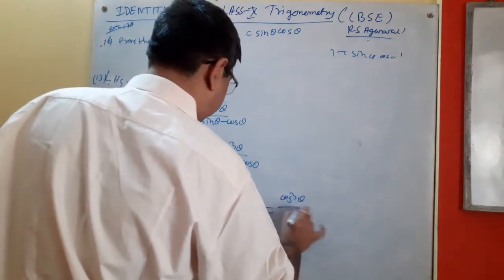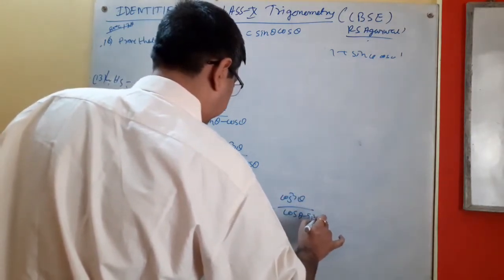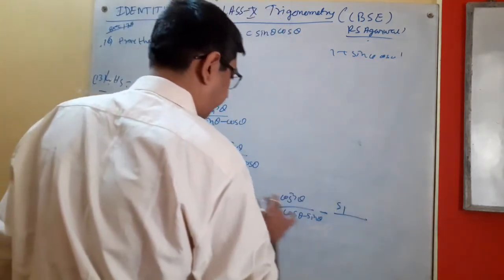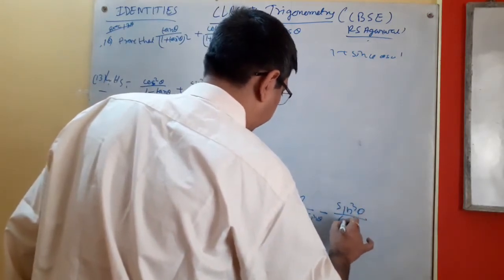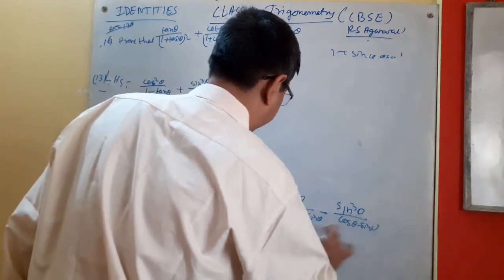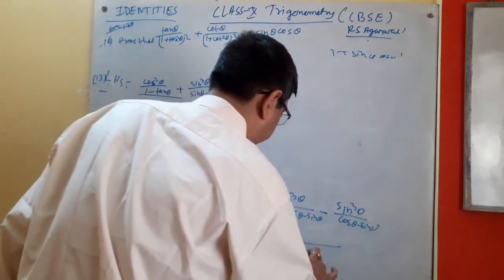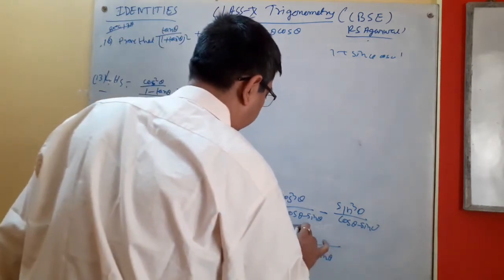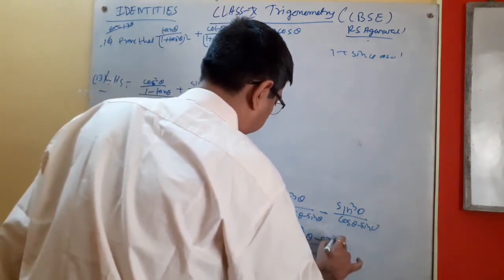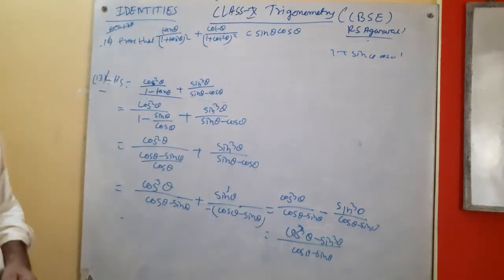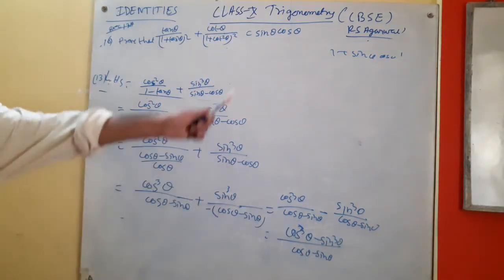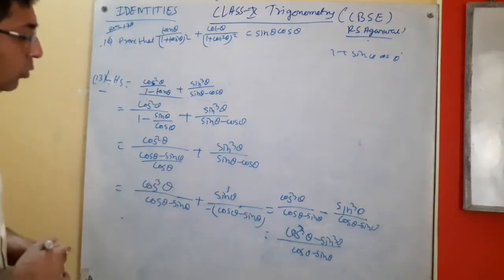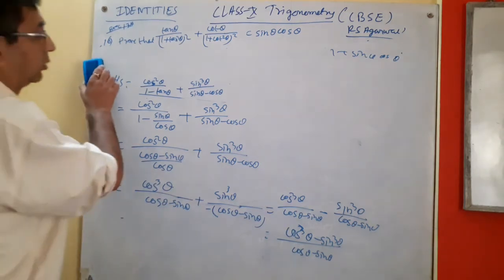Now what will you do? Cos cube theta by cos theta minus sin theta. This is plus and minus is minus. This is sin cube theta by cos theta minus sin theta. Now cos theta minus sin theta is the LCM. So in the numerator part we are getting cos cube theta minus sin cube theta. Okay, now copy the sum. Now what to do? We have to get 1 plus sin theta cos theta, but it is not matching. So what will I do? Okay, go for this one.